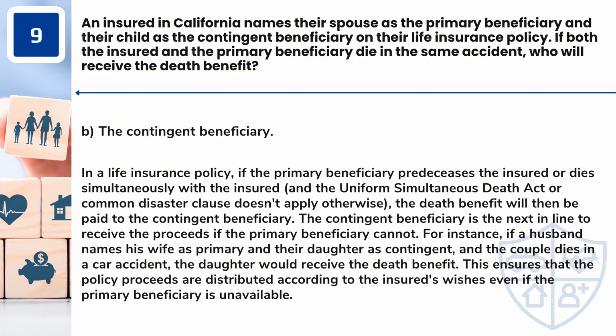In a life insurance policy, if the primary beneficiary predeceases the insured or dies simultaneously with the insured, and the Uniform Simultaneous Death Act or Common Disaster Clause doesn't apply otherwise, the death benefit will then be paid to the contingent beneficiary. The contingent beneficiary is the next in line to receive the proceeds if the primary beneficiary cannot. For instance, if a husband names his wife as primary and their daughter as contingent, and the couple dies in a car accident, the daughter would receive the death benefit. This ensures that the policy proceeds are distributed according to the insured's wishes even if the primary beneficiary is unavailable.